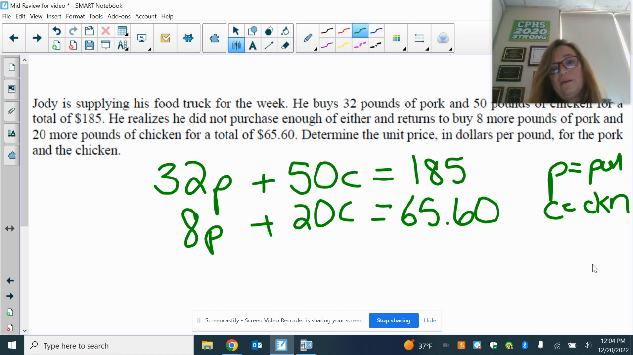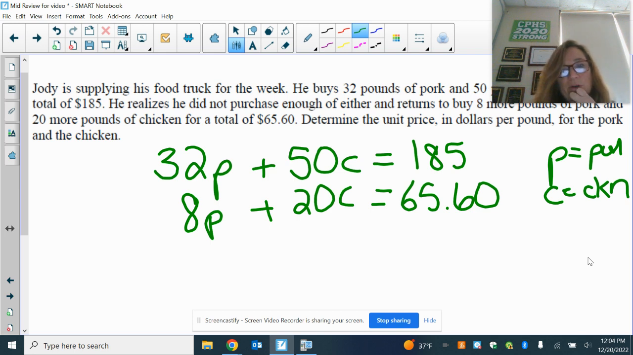Okay. Now, you can have two types of questions when you get something like this. They could say something like, Jody thinks he paid $2 per pound of pork and $4 per pound of chicken. Is he correct? And then you would just take the 2 and the 4 and plug it in and see if it works. So they always ask like two types of questions, like, is this a true statement? Or they ask you to solve it. I'm going to solve it just so that you have that.